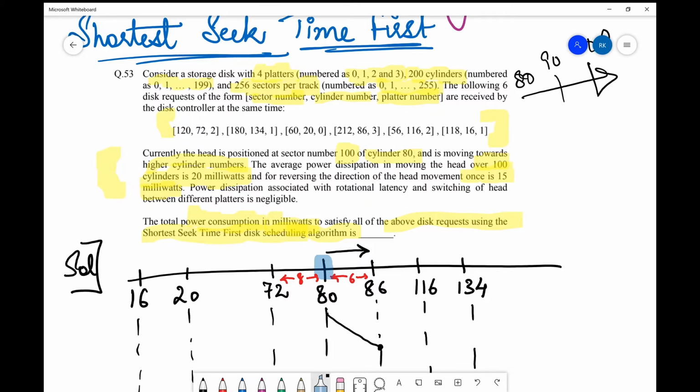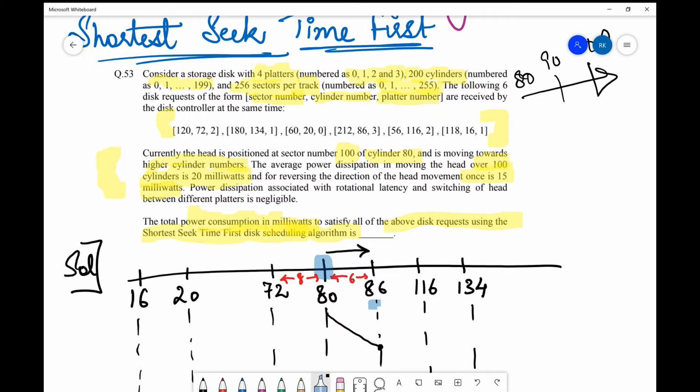So after we are done with this, now we see which ones are to be served in which order. So first I am on 80. Now either I can go on the left hand side to serve this 72, or I can go on the right hand side to serve this 86. Now you see the distance. Now how do you take the decision, right?